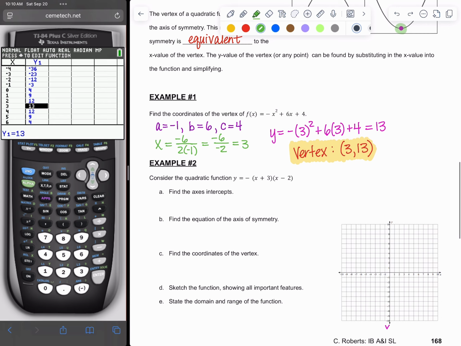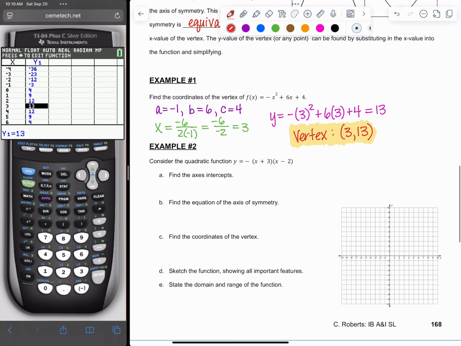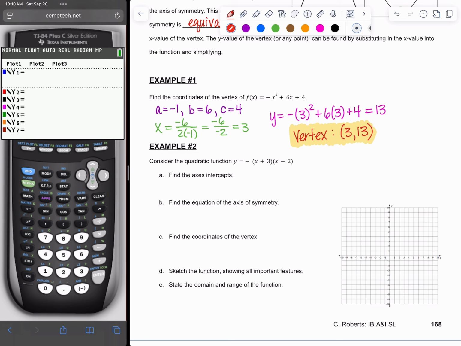All right, so let's look at our last example, which is example number 2. It says, consider the quadratic function. We have y is equal to, and I'm going to go ahead and type this in, y is equal to negative x plus 3 times x minus 2. It says find the axis intercepts. So remember, we can use our calculator to find the axis intercepts.